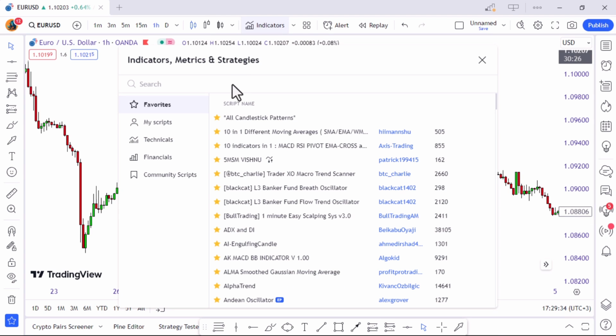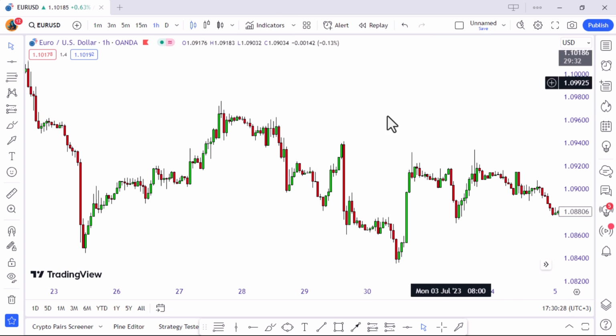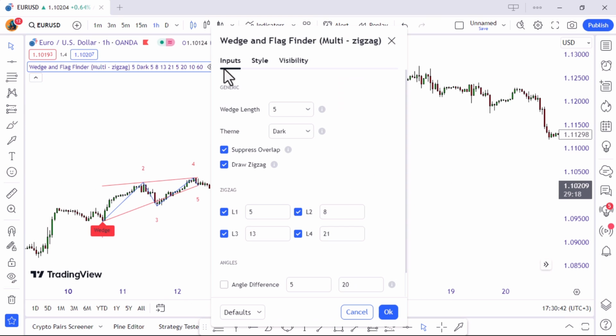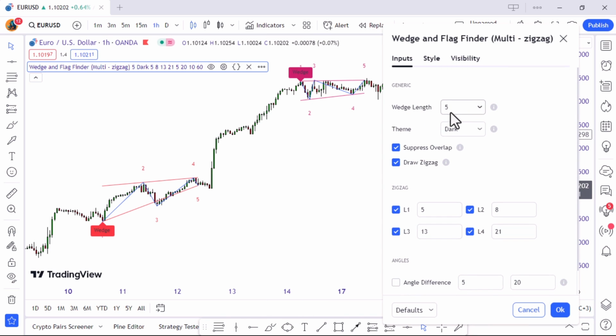Head over to the Indicator Search tab and search for the Wedge and Flag Finder indicator. Select the indicator made by TrendScope and add it to the chart. By using multiple pivots, this indicator is able to identify powerful chart patterns known as the wedge and flag patterns in the price action. If we head over to the Indicator Settings tab and click on the Inputs tab, we can see that the length of the wedges can be changed.